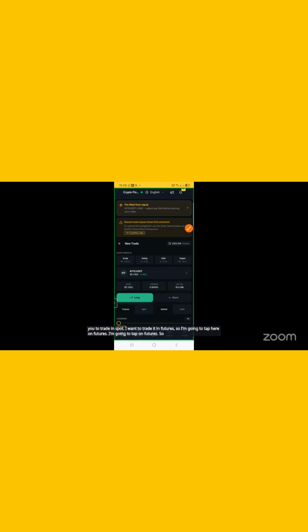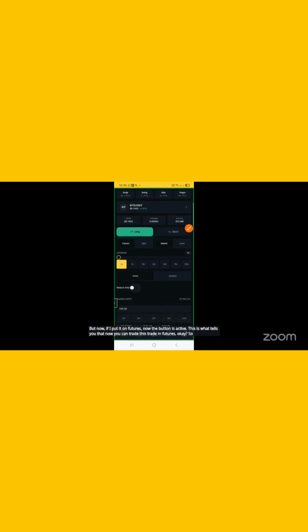If the pair you're trying to trade is in both spot and futures, you can just change the direction here and trade it in futures. So now you can see the direction is long. Futures is active. You can see they have now made this button active, but before, when I had it on spot, the button for short was inactive. This is what tells you that you can trade this in futures.